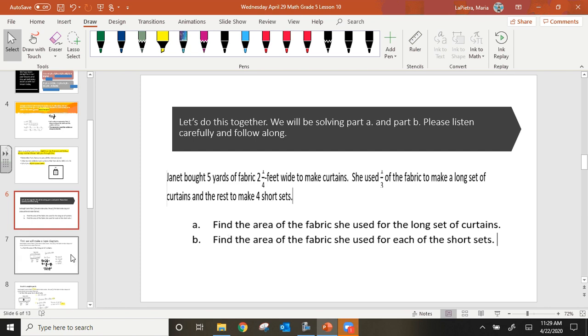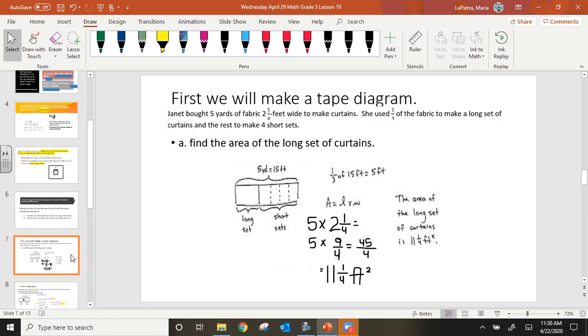So let's make a tape diagram. That's the first thing we're going to do. So Janet bought 5 yards of fabric 2.5 feet wide to make curtains. I made 5 parts. 1, 2, 3, 4, 5. She used 1/3 of the fabric to make a long set of the curtains. So she divided that up. 5 divided by 1/3 would be 5 yards. So 5 feet. So here we go. 1/3 of 15 is 5 feet. Okay. That shows you right here. 1/3 of 15 is 5 feet.